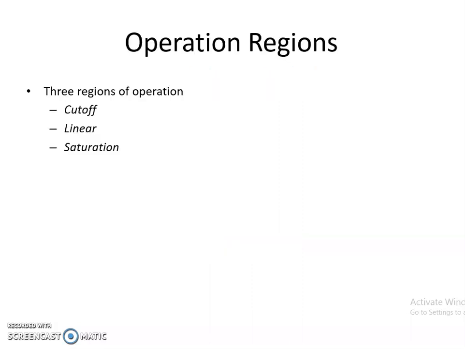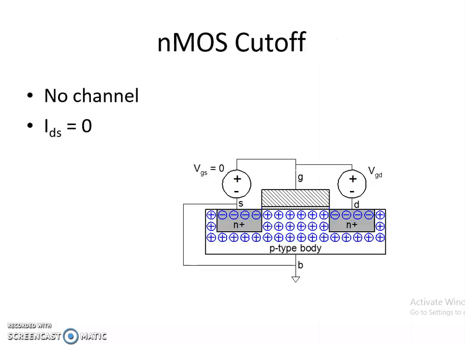Today we are discussing the MOS characteristics. There are three regions of operation of the MOS transistor: cutoff, linear, and saturation.